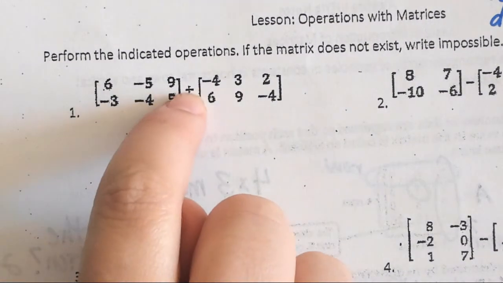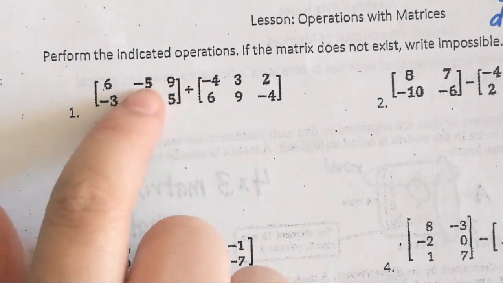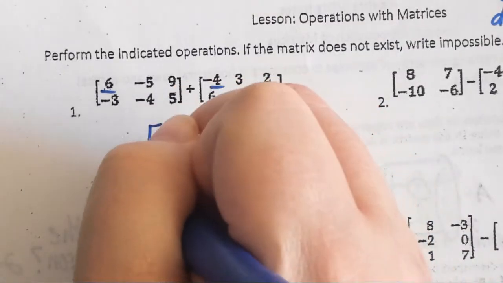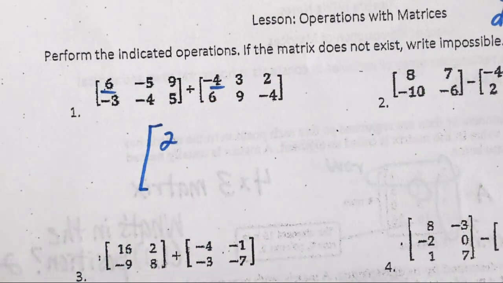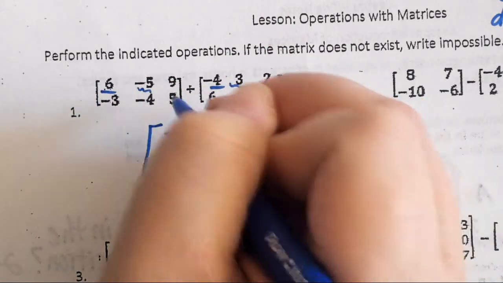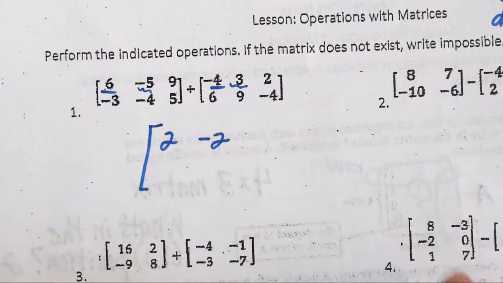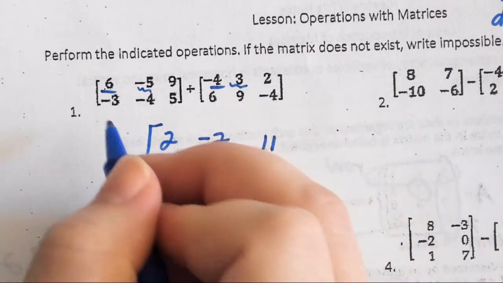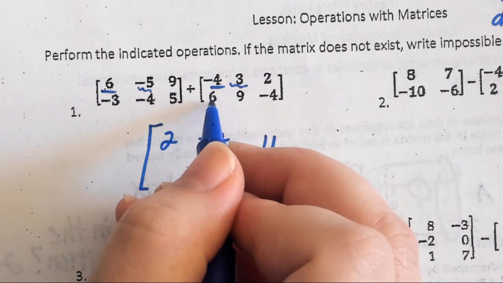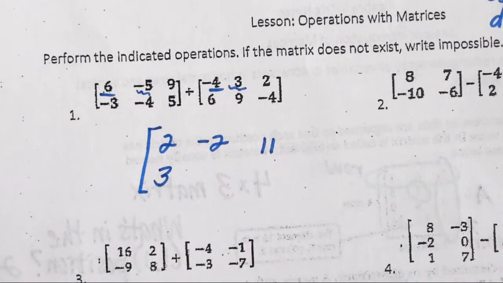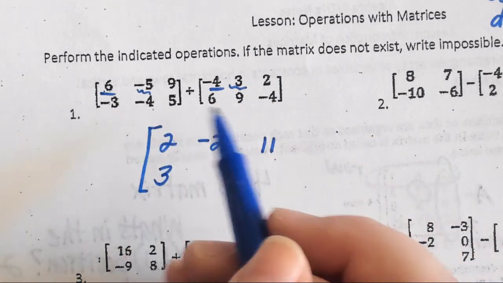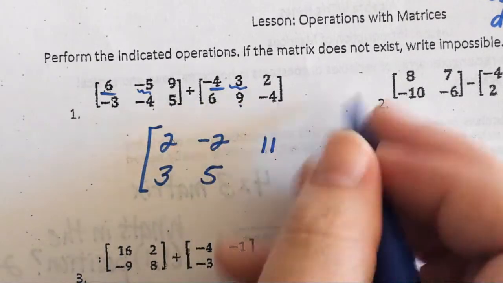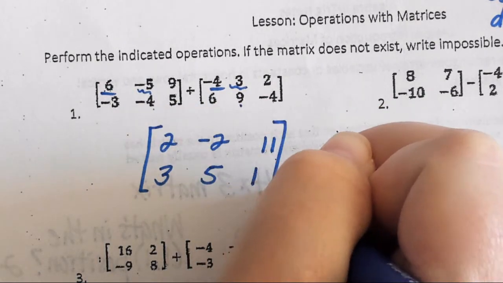It's an addition sign in between, so I'm literally going to add across to my like terms. So I am going to add 6 plus a negative 4, and I am going to get 2. And I'll do negative 5 with 3. Negative 5 plus 3 is negative 2. I'm going to add 9 plus 2, get 11. Negative 3 plus 6, well, that ends up being a positive 3. Negative 4 plus 9, 9 minus 4 is 5. 5 plus a negative 4, that ends up being 1. Wow.